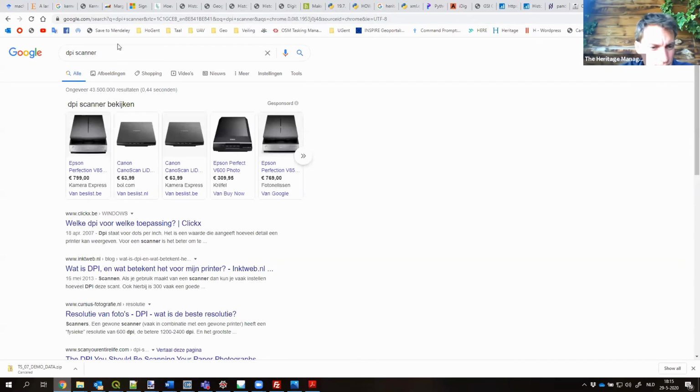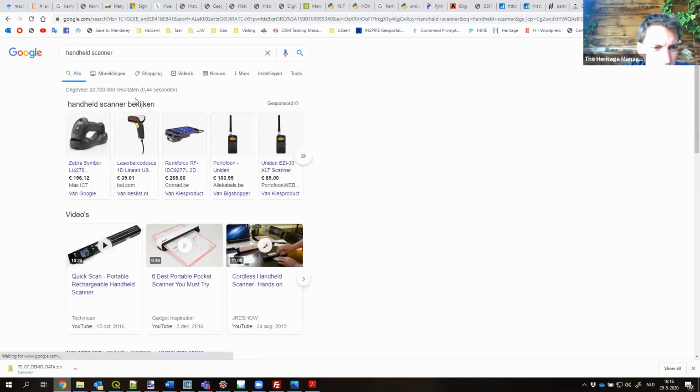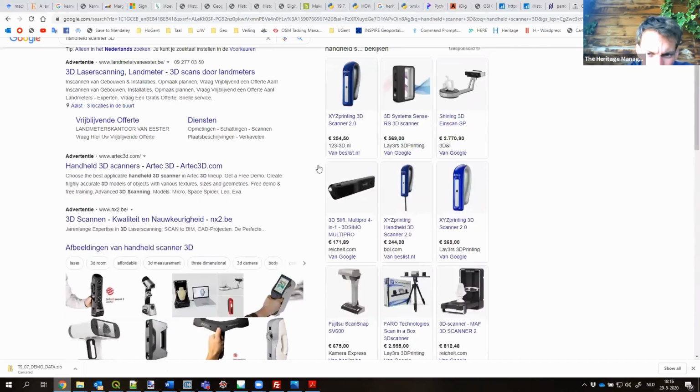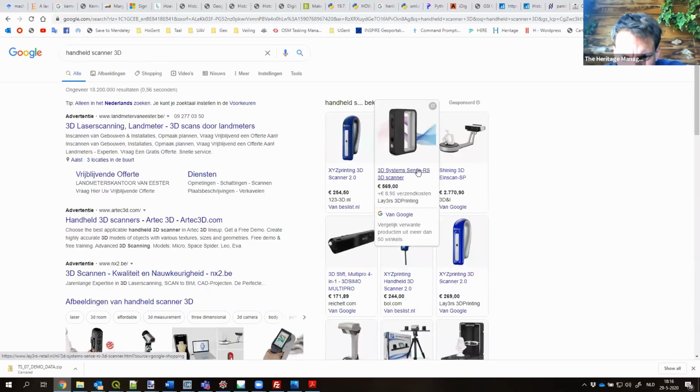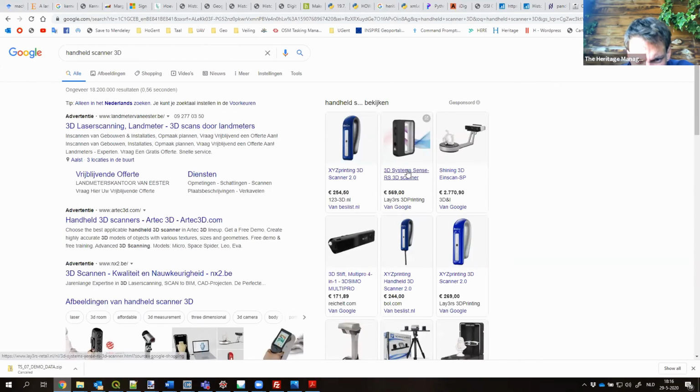Handheld scanner, 3D. There are also scanners like this one, for example. Sense RS, so apparently 600 euros. This is also for indoor object scanning that you can use. These are relatively low cost.